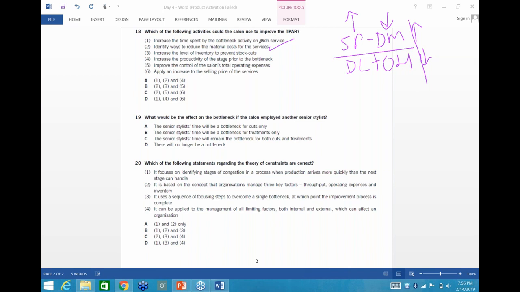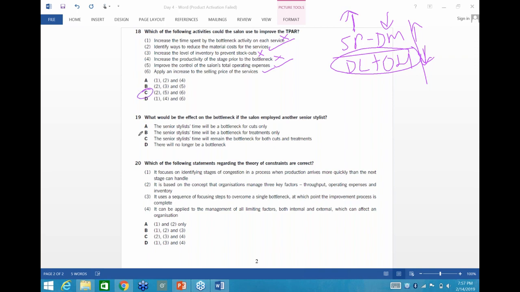So JIT principles tell us to reduce the stock level or probably eliminate it to begin with. Then 4, increase productivity of the stage prior to the bottleneck. So I must increase productivity of the bottleneck stage. Improve the control of the operating cost. This must come down. Operating cost must come down. So correct. Apply an increase in the selling price. Yes, there you are. So 2, 5, and 6 is answer C.